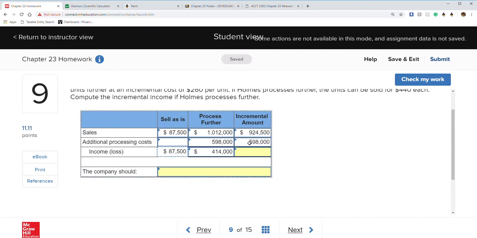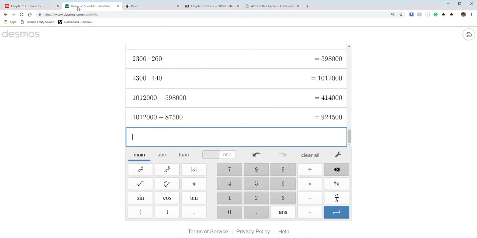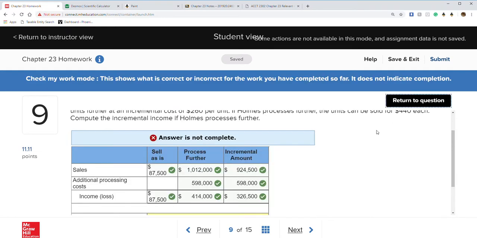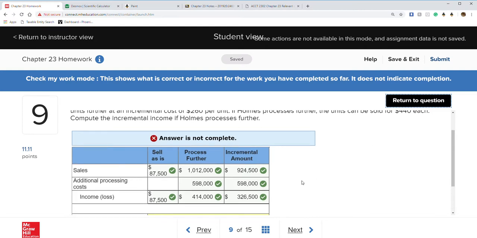598,000, and now subtract the 2. 924,500 minus 598,000 is 326,500. Okay, again, let's check. Everything's good. So, rock on. So again, how to do this? Take your sell as is, minus your process further. That'll get your incremental amount. There is no additional cost to be subtracted. That just comes over. And basically subtract these two, we'll get your number.